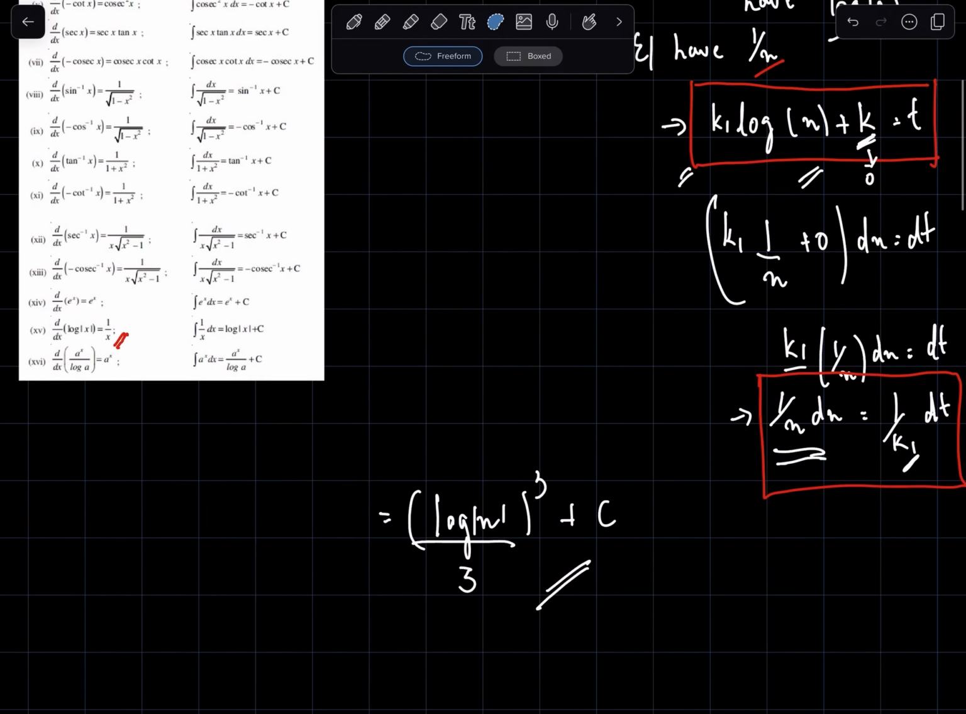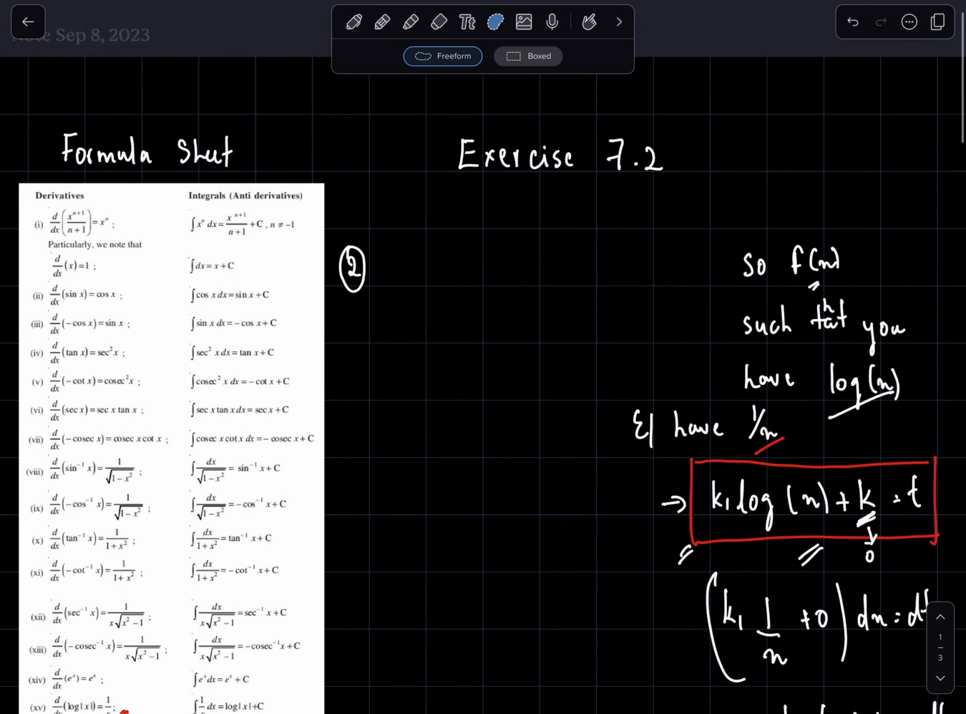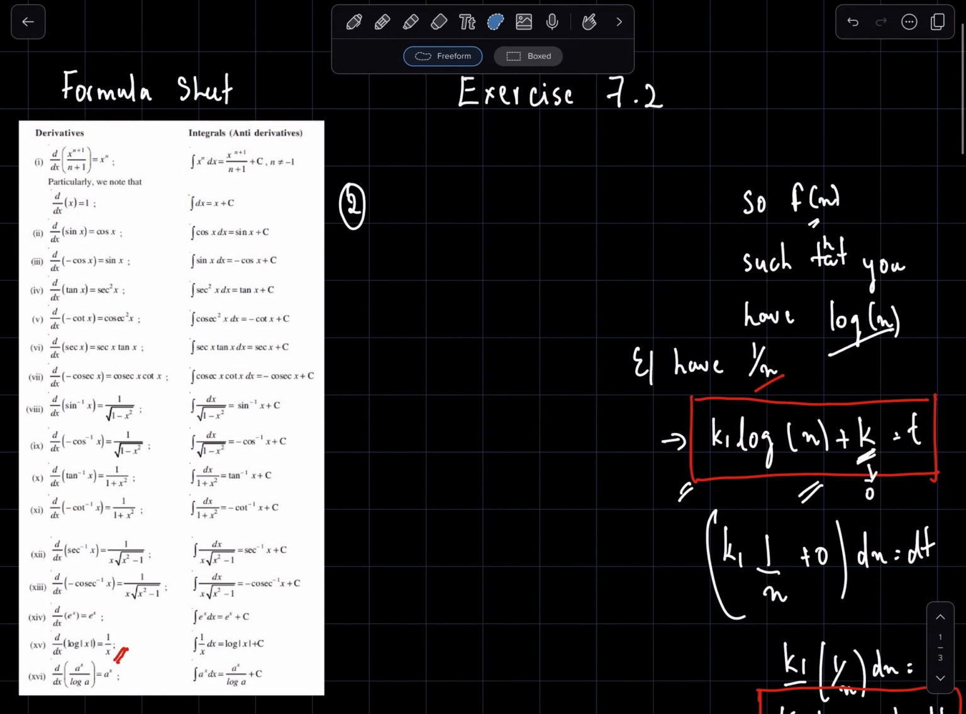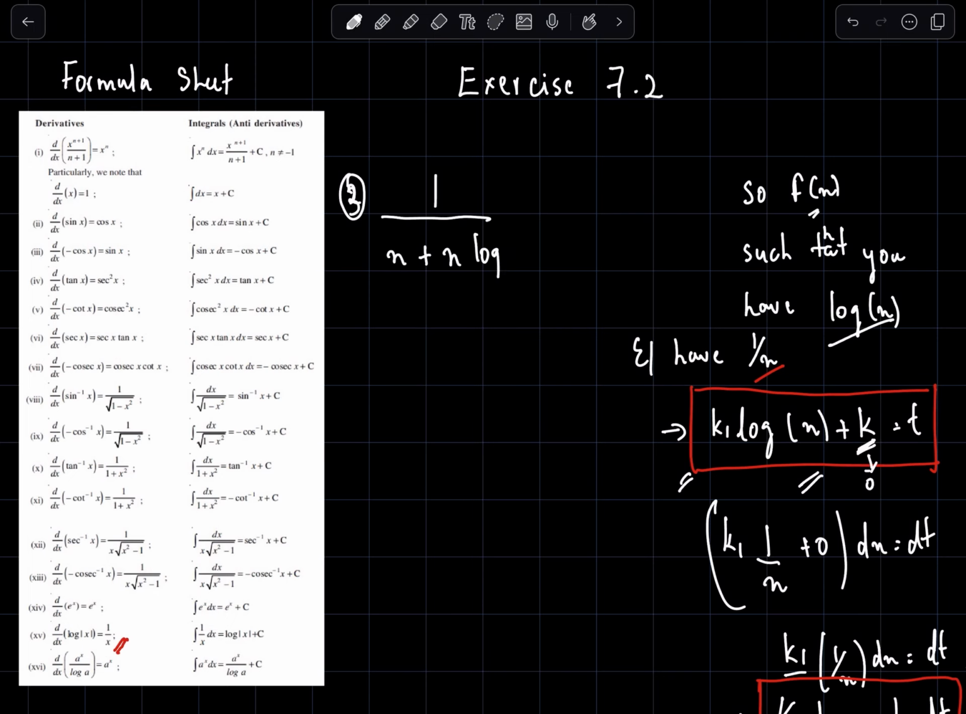Okay. Let's go next. Now, I hope you can find the next log question. So let's see. What's the next log question? The third. So the third question is the next log question. It is 1 over x plus x log x.